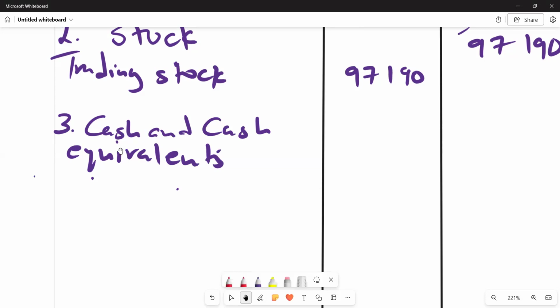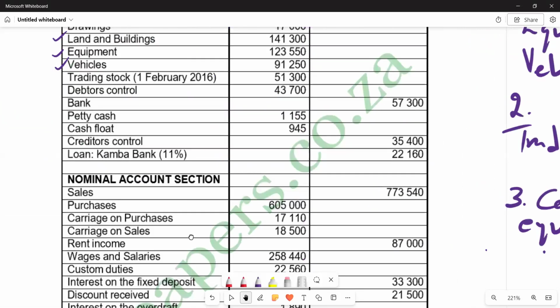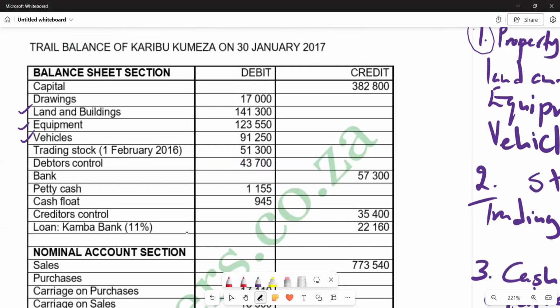So we go looking for those under the balance sheet section, and going down, we'll see that we've got bank here. But this bank has got a credit balance. If it has a credit balance, it is a bank overdraft, and we put it under current liabilities. But if it's a debit balance, we put it under cash and cash equivalents. So in this case, we're going to put it under current liabilities. Then we've got paid cash, which is also part of our cash and cash equivalents, 1,155. Then we've got cash float, 945. And then we see that we have nothing left there. So we're going to pick these as our cash and cash equivalents.